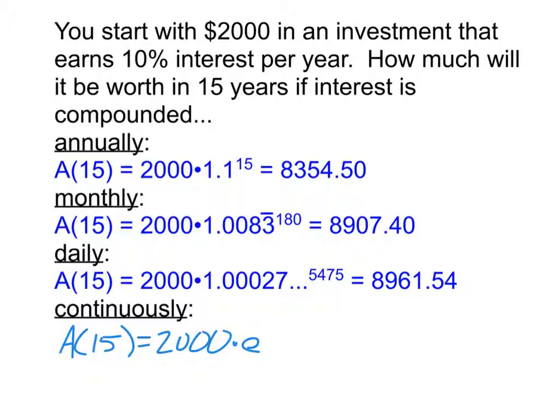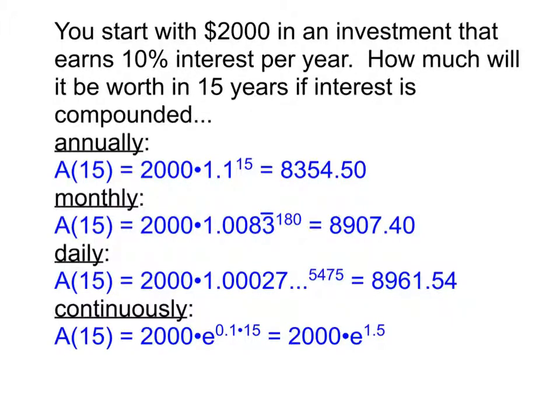Now what is R? 15. No, wait. Remember that R is a decimal value. You still have to turn the percent into a decimal. So we do 10% divided by 100, it's 0.1. So we're going to do 0.1 times the time, which of course is 15. So we've got our equation. Now it's just a matter of actually doing the work and doing the calculation. Now the first thing about it is we want to know what this exponent actually equals. We have to do that first. So we're going to do 0.1 times 15. That just gives us 1.5. So now I have 2,000 times e to the 1.5.